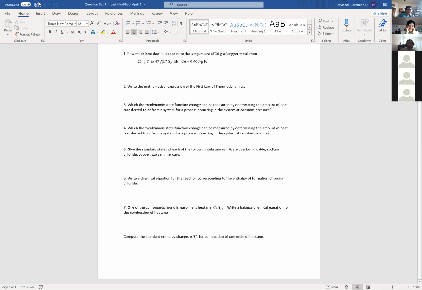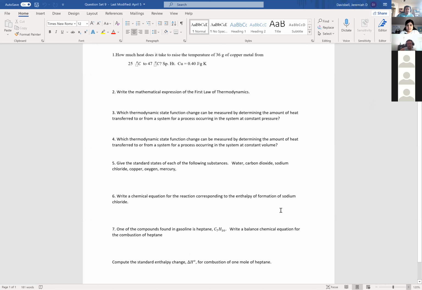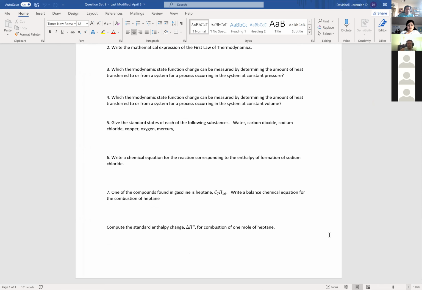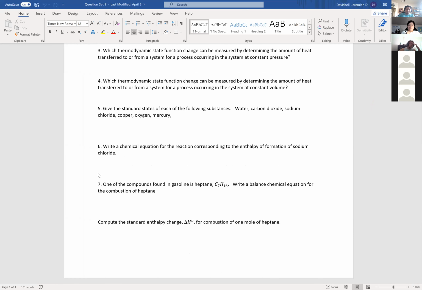Thanks. Okay. So the last question says, one of the compounds found in gasoline is heptane, C7H16. Write a balanced chemical equation for the combustion of heptane. So combustion reactions are kind of easy, or actually super easy, because you always end up with the same 2 products, right? So what are the same 2 products you always get from a combustion reaction? Water and carbon dioxide, right?